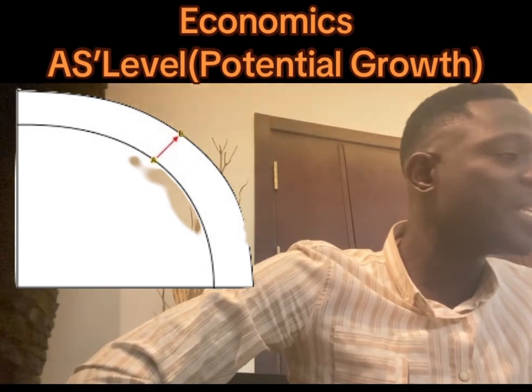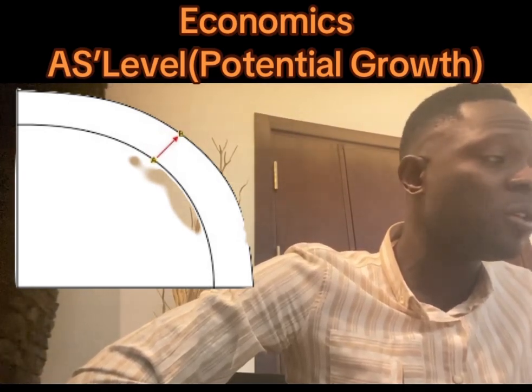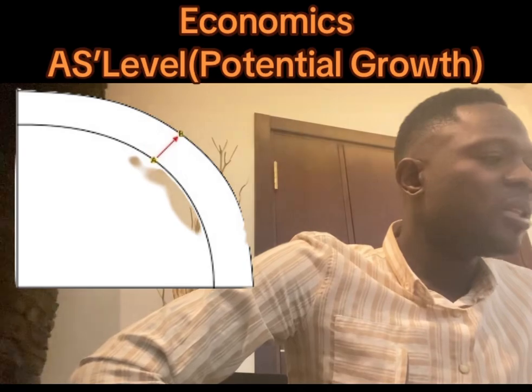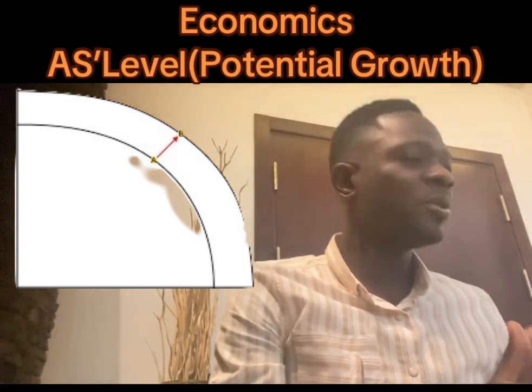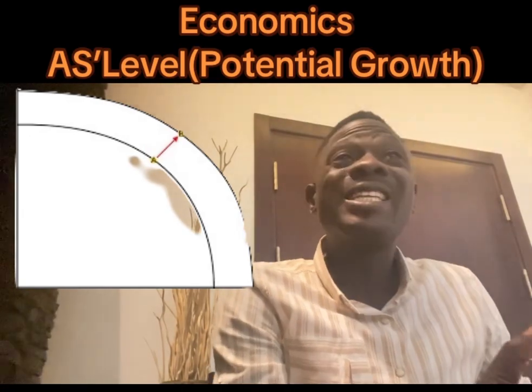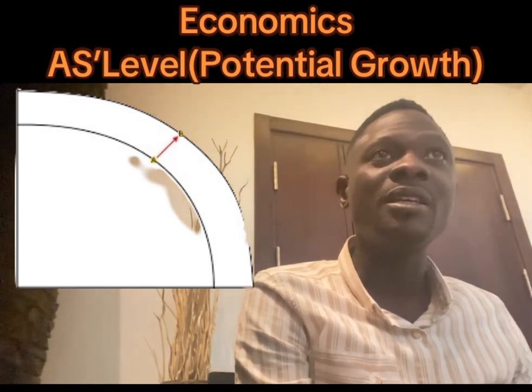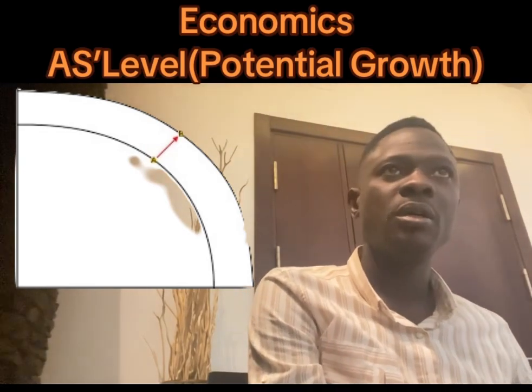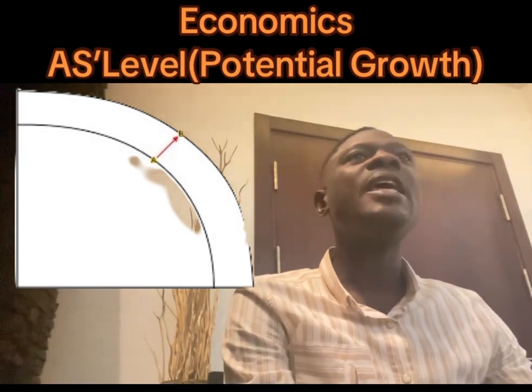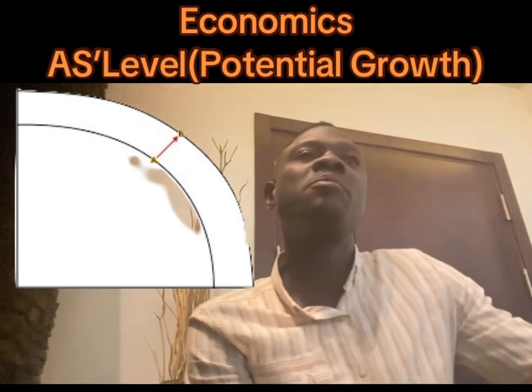The productive potential is determined by the factors of production available to an economy, such as labor and capital. So we call it potential growth because the productive potential of that economy is increasing. So that means the PPF of that economy is shifting outward. So what will bring about this? Improvement, increase in factors of production.